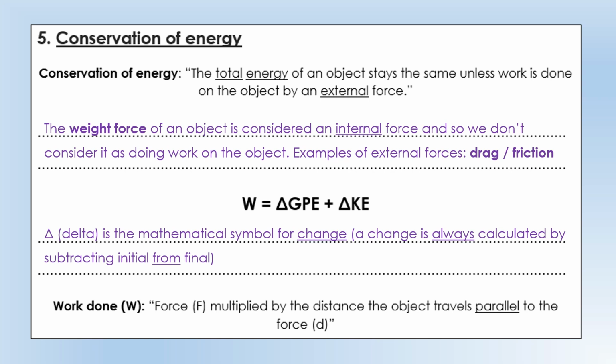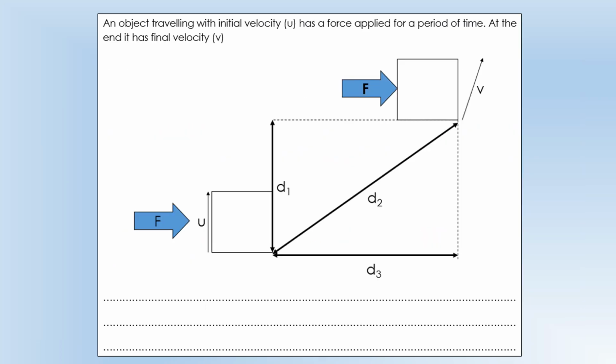We've also been referencing work done, so let's talk about exactly what that is. Work done is the force multiplied by the distance the object travels parallel to the force. So W equals FD is how we usually express that. Okay, so that's some general background stuff. Let's dig into that one a little bit more.